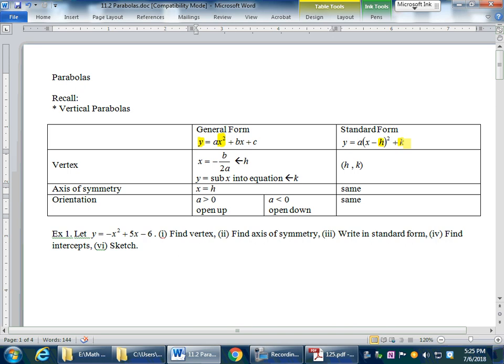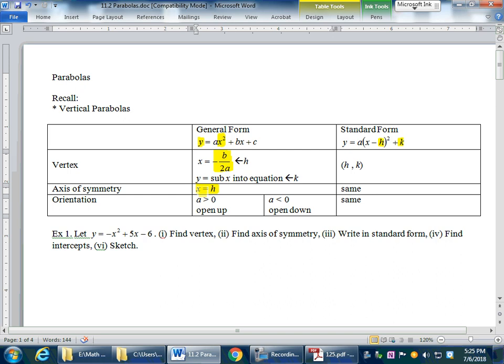So in the general form, to find the vertex, we use the formula where the x coordinate of the vertex is negative b divided by 2a. And once you get x, you can substitute that x into the equation to get your y value. But for the standard form, you already know your vertex right away. And in a vertical parabola, the axis of symmetry is a vertical line. So therefore, we need to write x is equal to h, which is the x coordinate of the vertex.